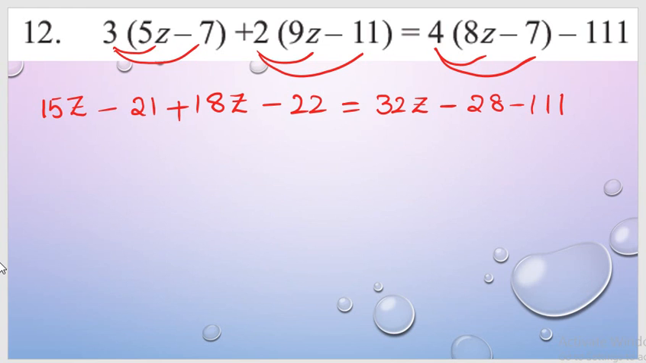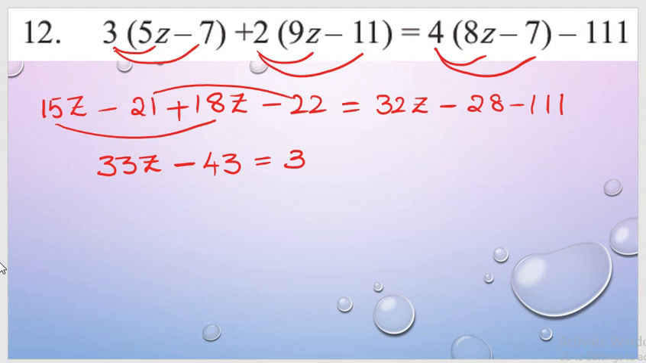Now we need to simplify the values which are on the left hand side, and then we need to go for the simplification, right? So 15 plus 18, it is nothing but 33z minus 21 minus 22. So minus 21 minus 22 is nothing but, we need to do addition and then give negative sign. So what is the value? So it is nothing but 43, which gives me, so already on the left hand side I have 32z minus, so these two are having the same sign.